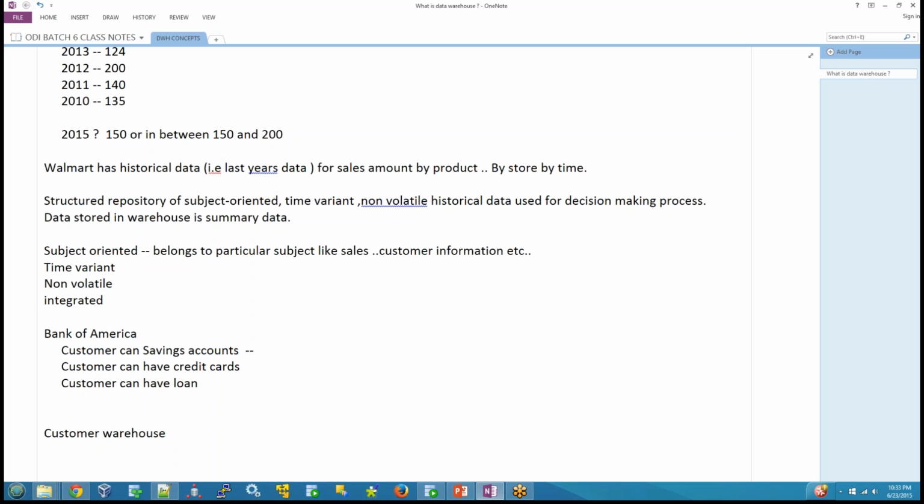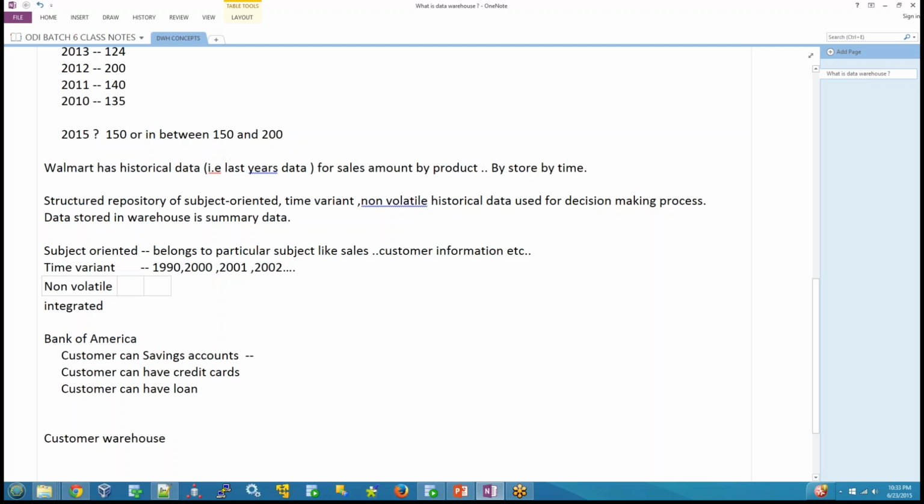Okay, the time variant. So the data stored in the warehouse is time based, like the data stored in 1999 and 2000, okay, and 2001. So the sales in 2000, sales in 2001, and sales in 2002, and so on. So the data stored in the data warehouse is the time variant. How much data in 2002 January, 2002 December, 2002 month, and everything is a series of data stored in each year wise calculations. Okay, everybody. Yes.